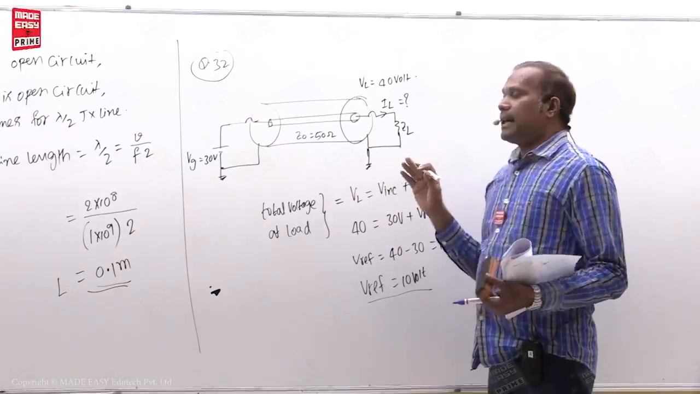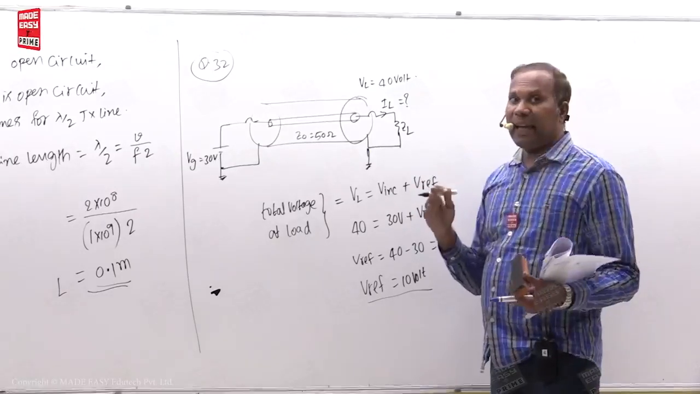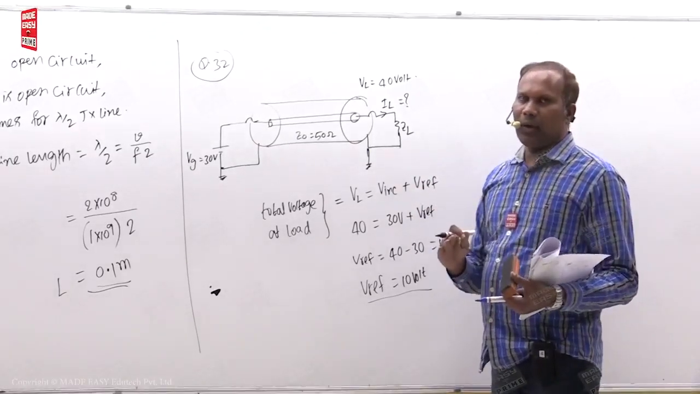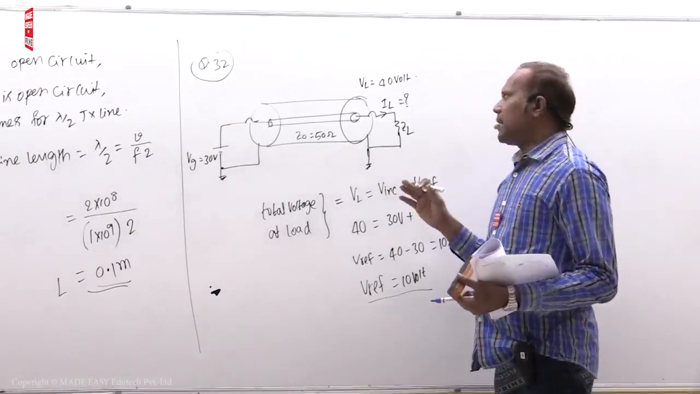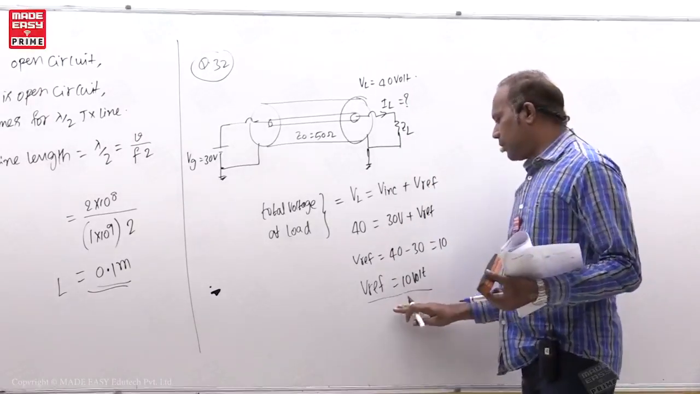But in this case, at load, reflected voltage and incident voltage are in phase. दोनों same phase में है. जोड़ के load में voltage maximum आया हुआ है. That information is given. At load there is a voltage maximum here. So V reflected voltage you got.